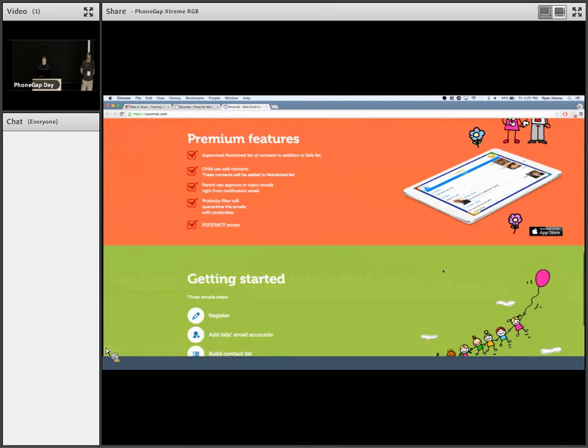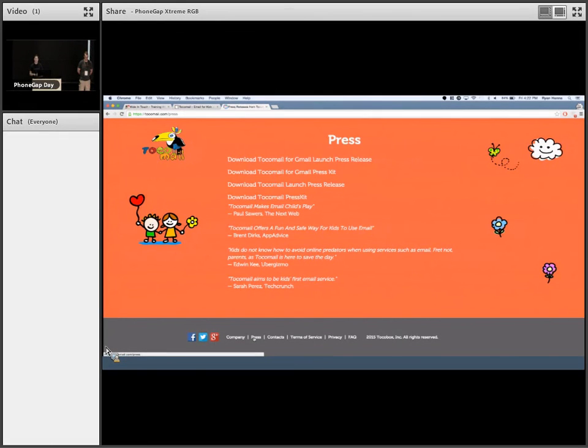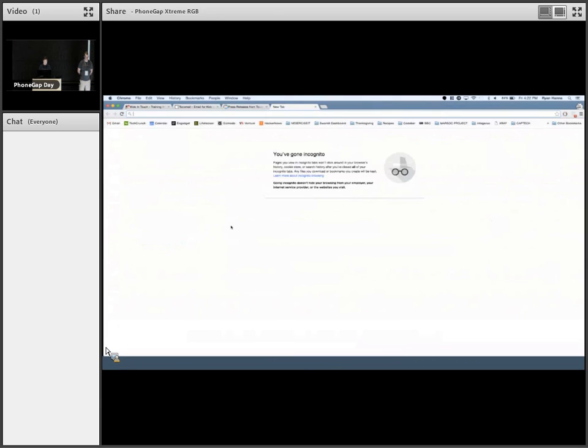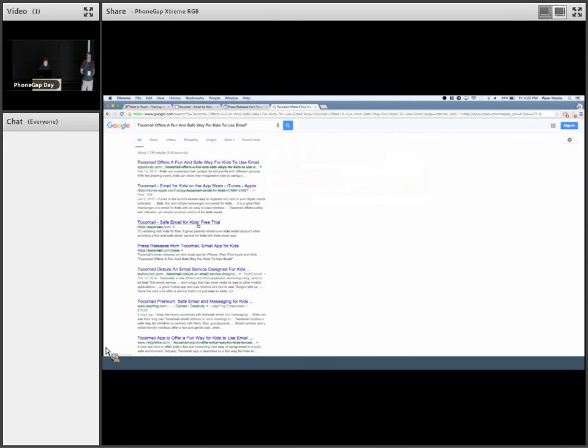A lot of companies will have this nice button down here for us called Press. So we're going to check that out. They've been written about in a few different places. I recognize App Advice. So I think, all right, well, if they can get in, I can get in. So I'm just going to search for that article that they were in. I can find it.